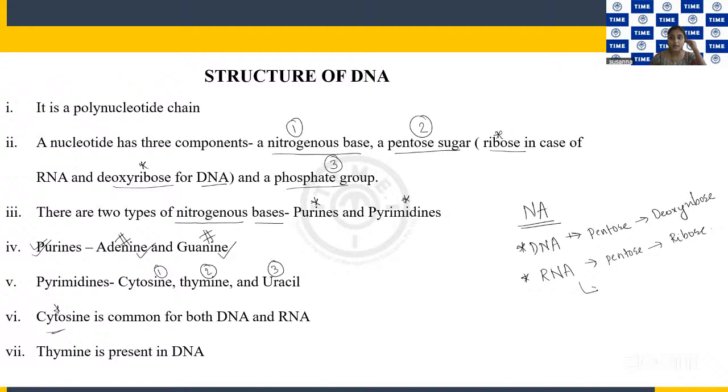So in RNA, the nitrogenous bases found, particularly the pyrimidines, are cytosine and uracil. Clear? That's what I have written here. Cytosine is common for both DNA and RNA. Thymine is present in DNA, but it is absent in RNA.